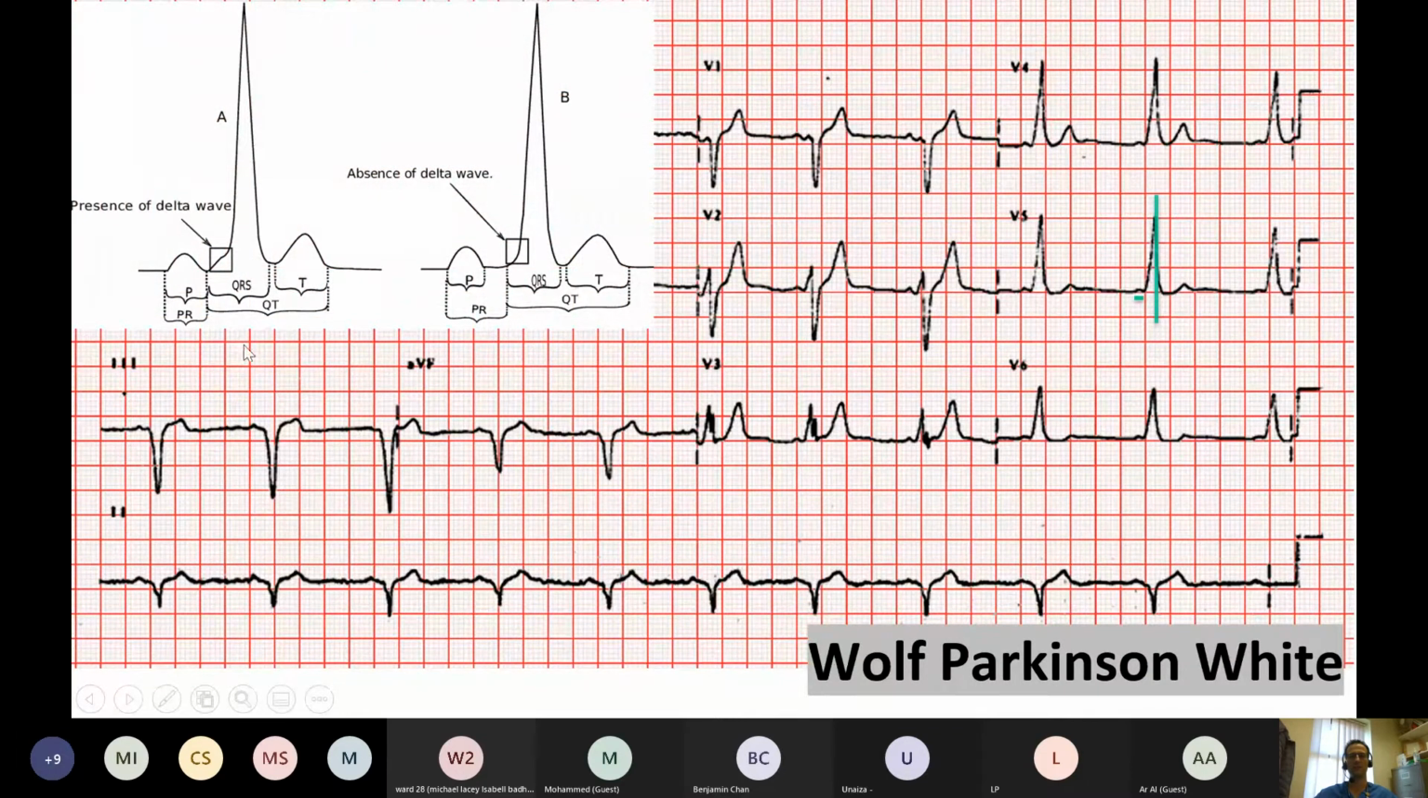And if you want a diagram here's an example. You're looking for, sometimes it's very obvious, sometimes it's relatively subtle. But normally you should have a really abrupt onset, and the QRS tends to be wide. I mean, this QRS is about 120 milliseconds, and that's because of the delta wave.